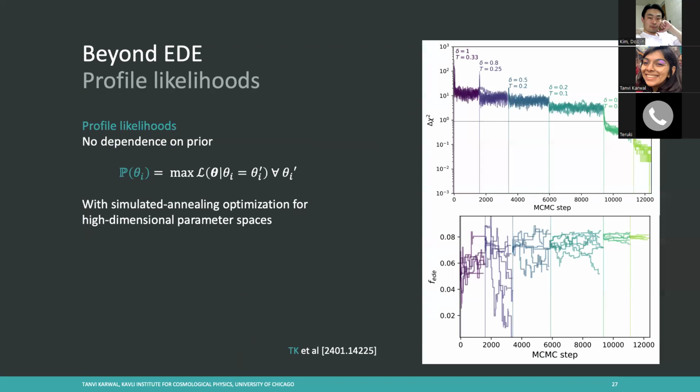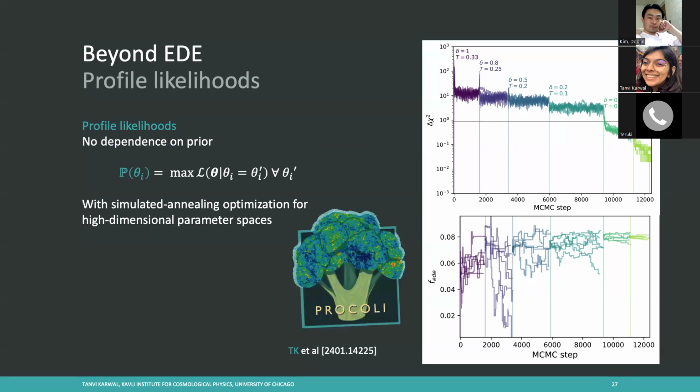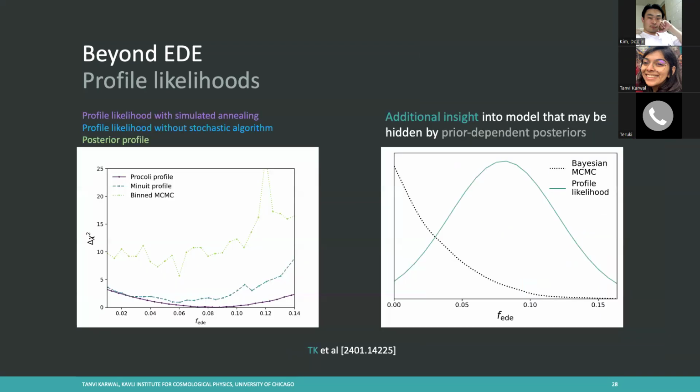I put out a code that now does this. It's a publicly available code that calculates profile likelihoods very quickly and efficiently in cosmology. It's based on a simulated annealing optimizer. I can talk about that if anyone's interested, but I will just say, it's called Proper Pro. That's the code if you care about this stuff. This is the kind of output that you can get from it.